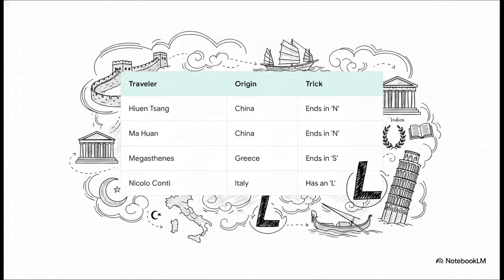Next up, Megasthenes. His name ends with an S, so link that straight to Greece. He was the guy who authored the famous book Indica. Finally, Niccolo Conti. Notice that prominent L sound in Conti? That connects effortlessly to Italy. See? You are never going to forget those now.